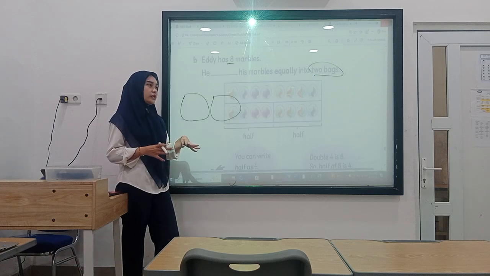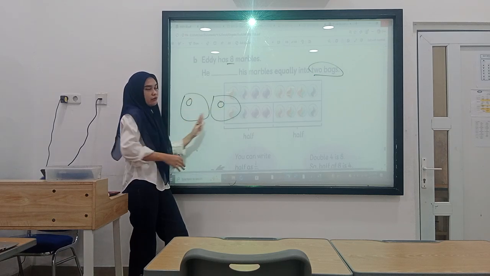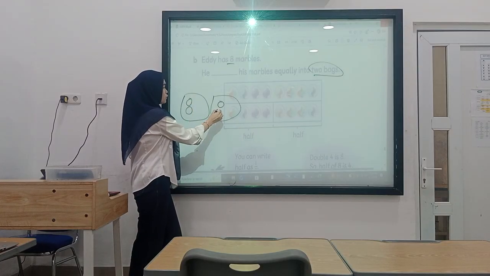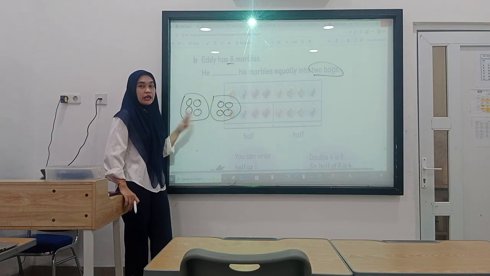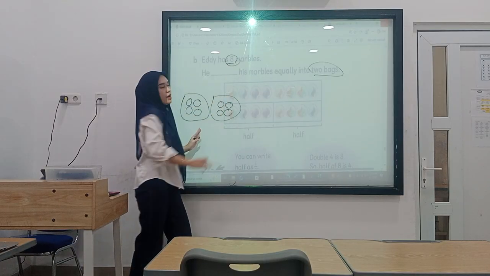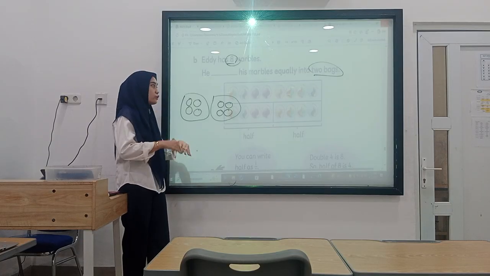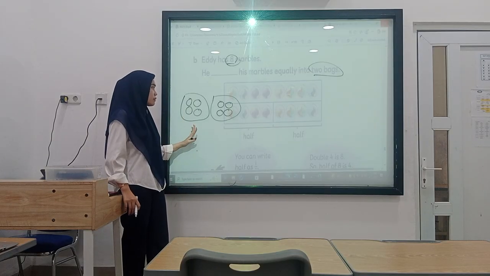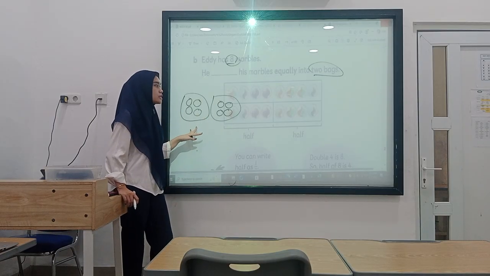Maybe the easiest way is you can put 1 marble in the left and right bags, 2, 3, 4, stop. If you already find that the total is 8 across both bags, then you already know how to split them into equal parts. So one bag consists of 4 marbles, and one more bag consists of 4 marbles too. So this is the easiest way.